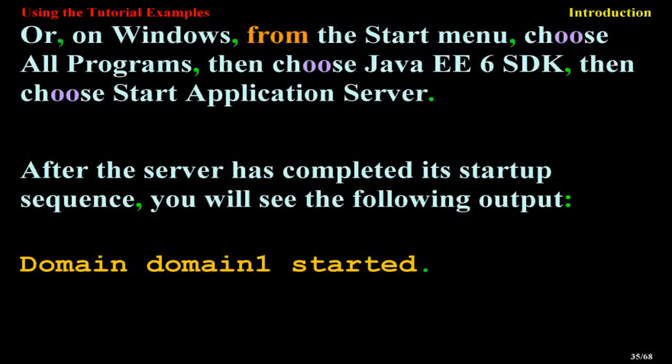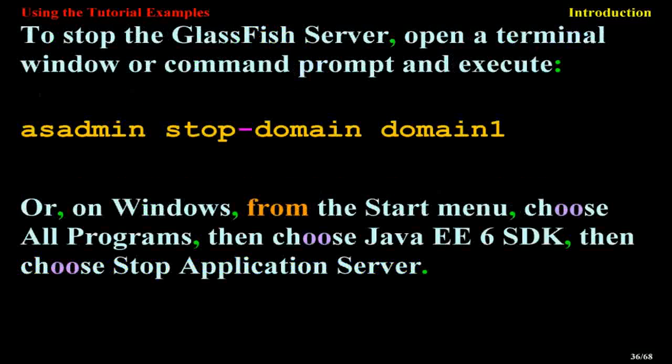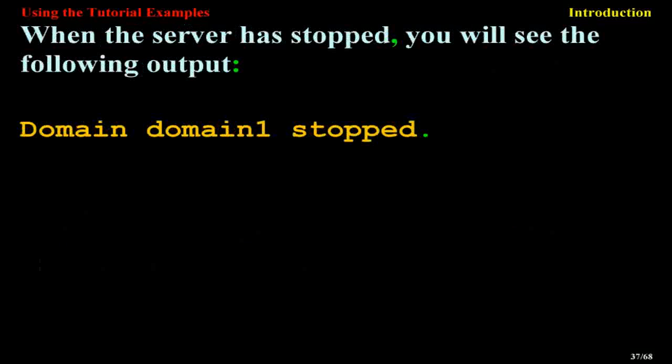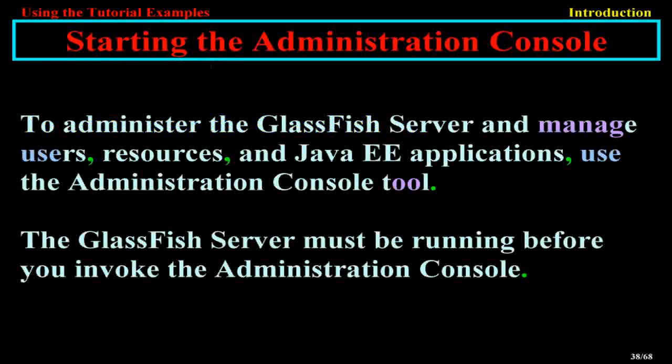After the server has completed its startup sequence, you will see the following output: Domain1 started. To stop the GlassFish Server, open a terminal window or command prompt and execute asadmin stop-domain domain1. Or, on Windows, from the Start menu, choose All Programs, then choose Java EE6 SDK, then choose Stop Application Server. When the server has stopped, you will see the following output: Domain1 stopped. Starting the administration console.